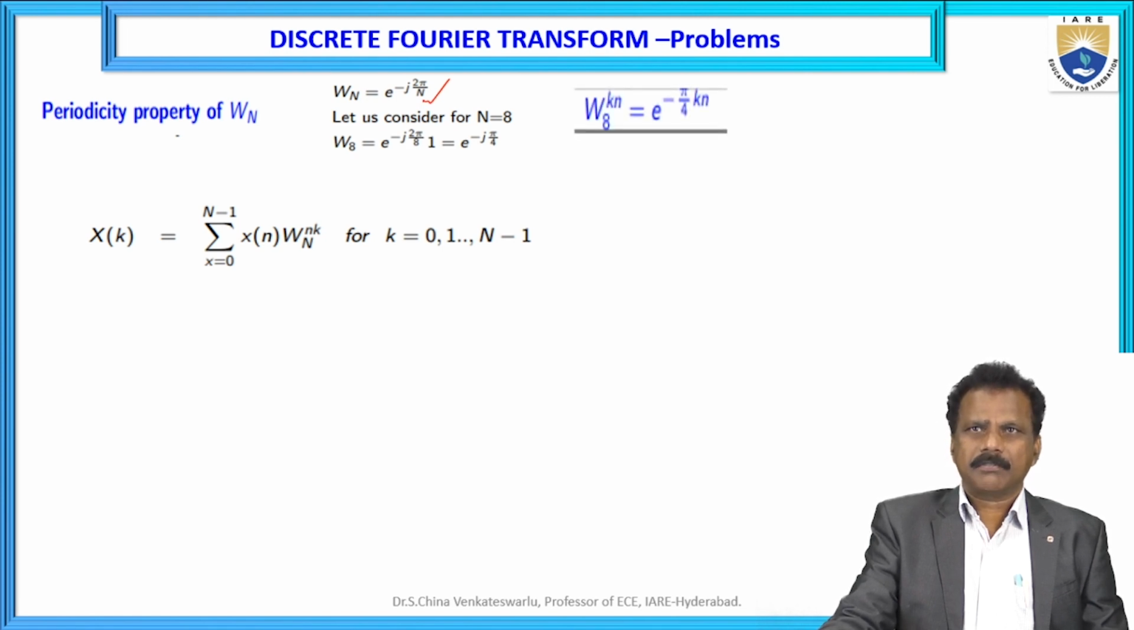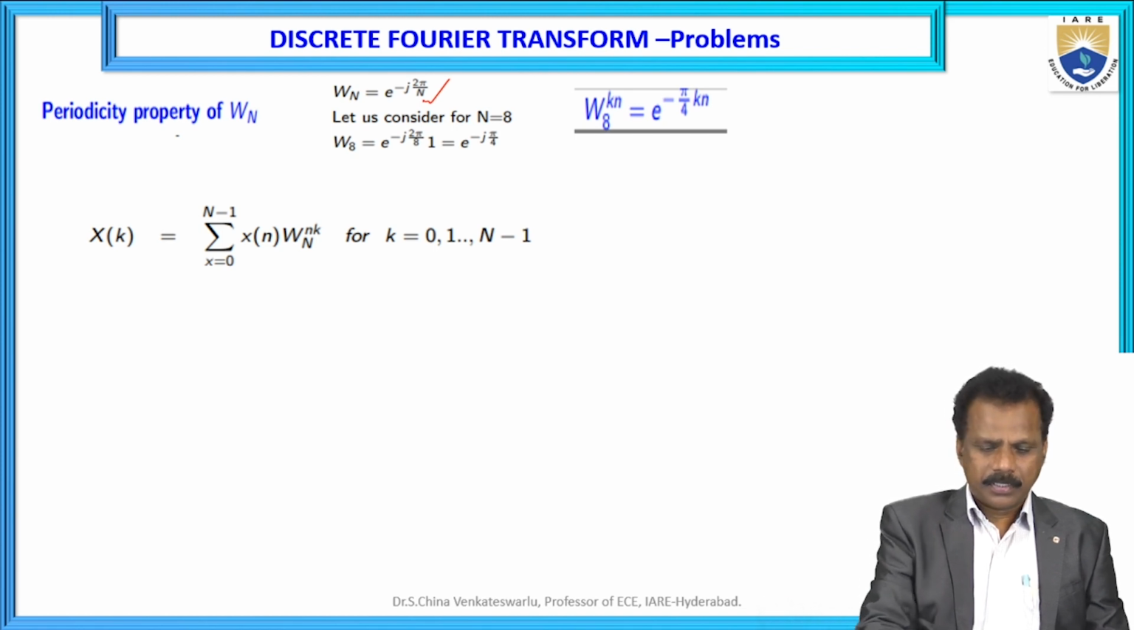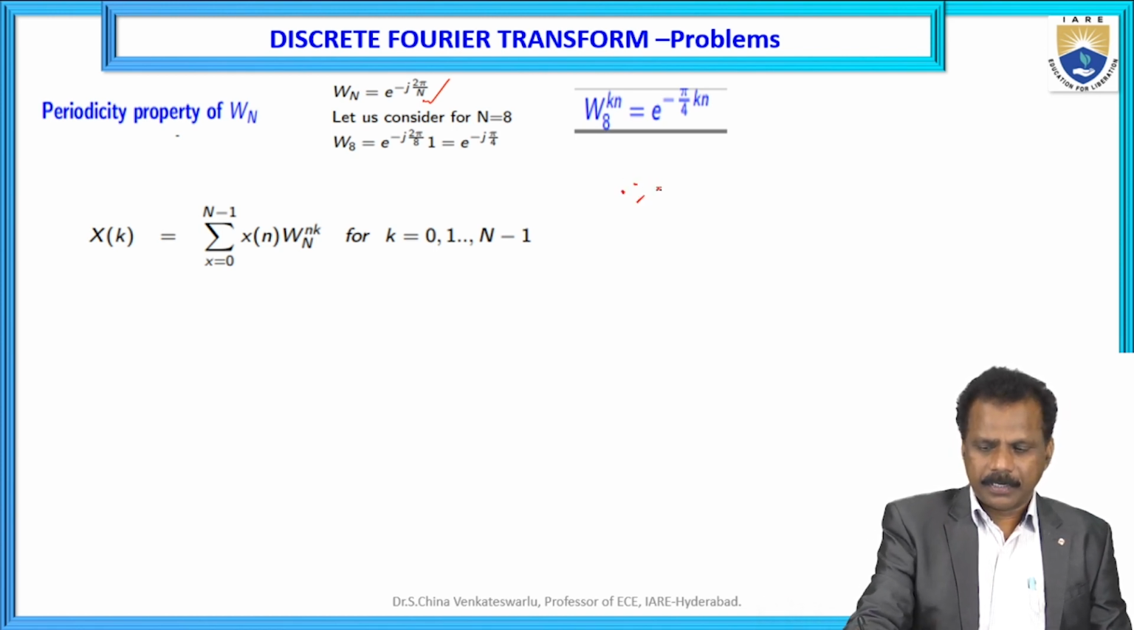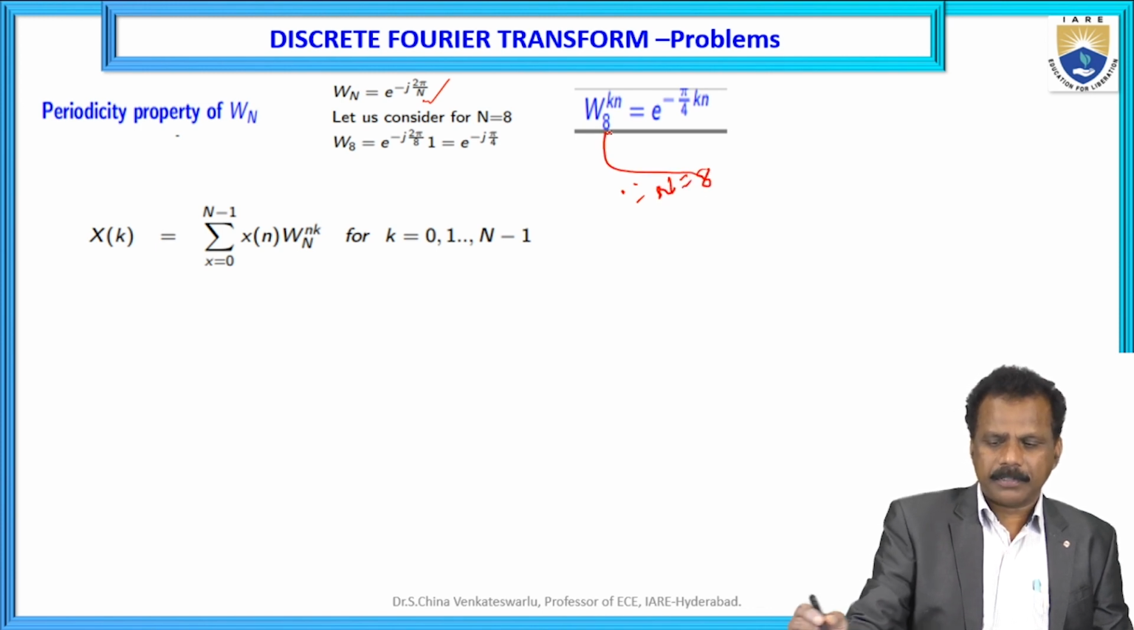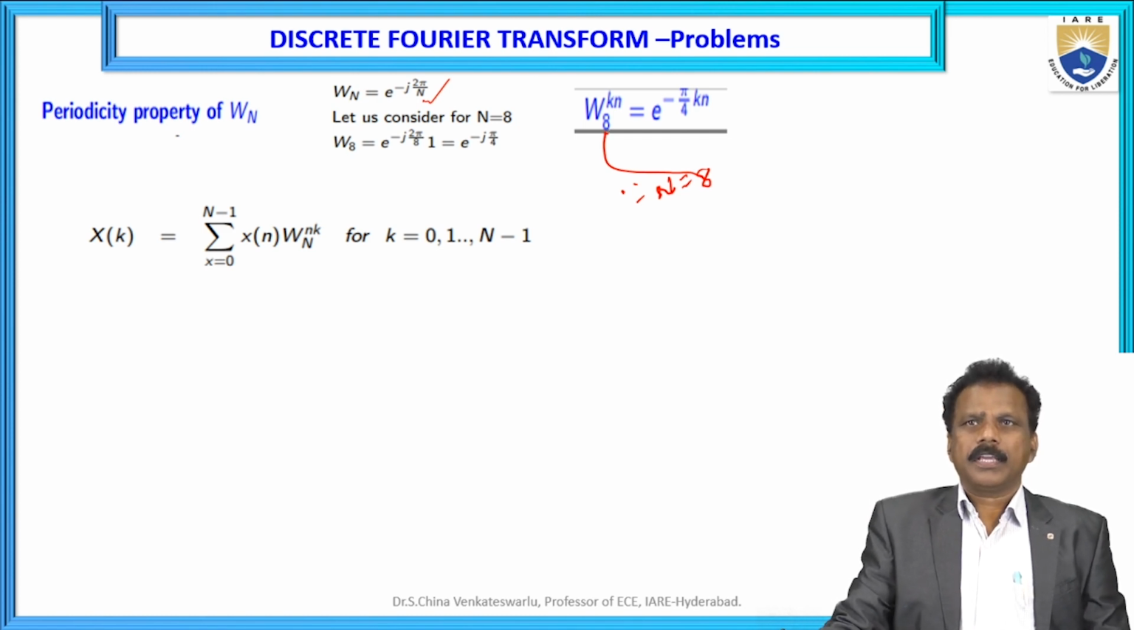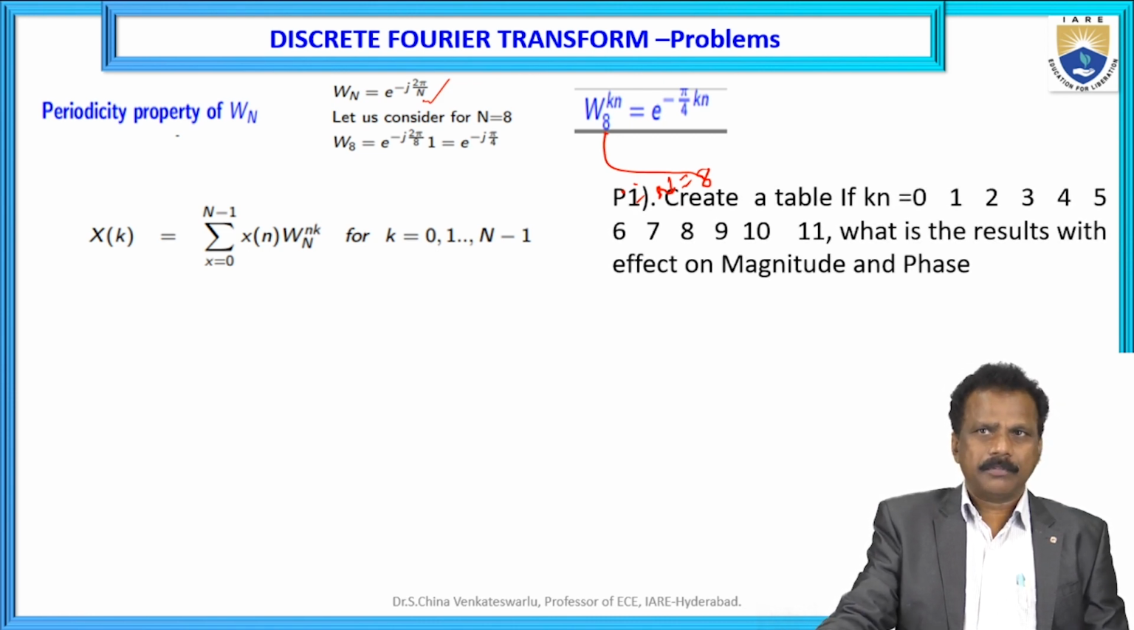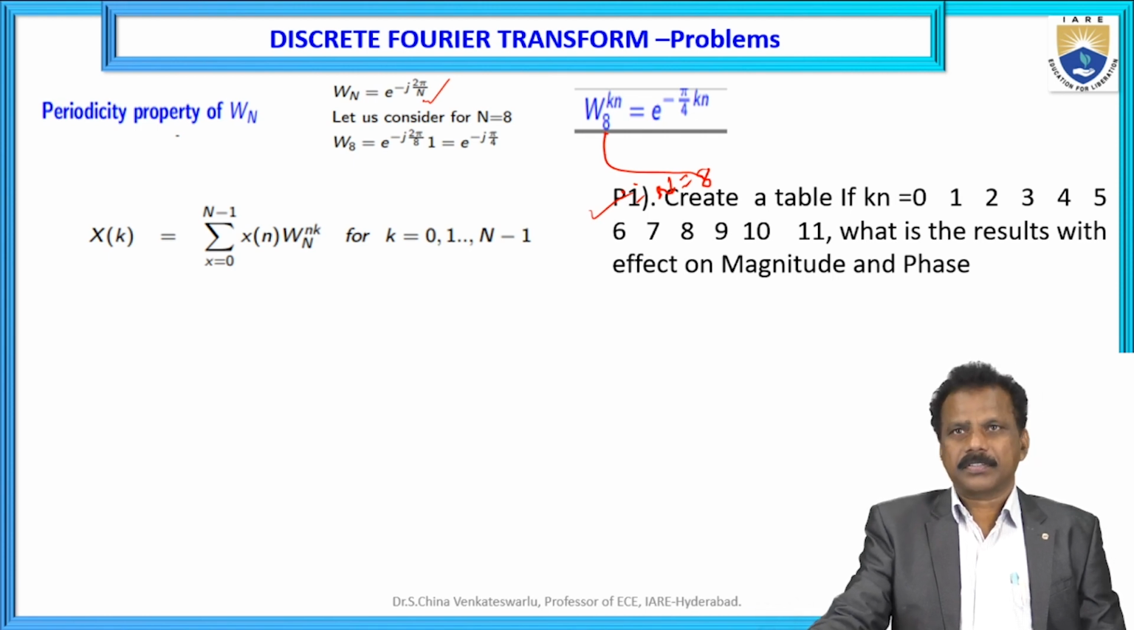This is the twiddle factor. Since here capital N is equal to 8, W_8^(kn) is equal to e^(−jπ/4 · kn). Here we want to create the table. Consider this as example or problem 1: create the table for kn equal to 0, 1, 2, 3, 4, 5 up to 7, 8, 9, 10, 11. What is the result with effect on magnitude and phase response?